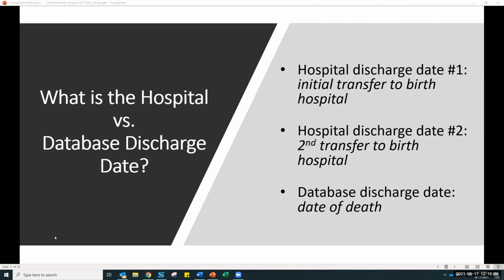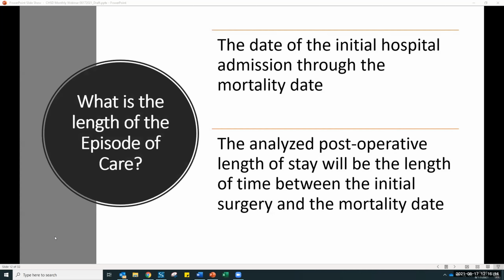Next slide. So what is the hospital versus the database discharge date? The first hospital discharge date is the initial transfer to the birth hospital. The second hospital discharge date is the second transfer back to the birthing hospital. And the database discharge date ends up being the date of death of the patient. Next, what is the length of the episode of care? The episode of care in this scenario is the date of initial hospital admission through the patient's mortality date. So upon analysis, the analyzed postoperative length of stay will be the length of time between the initial surgery and the subsequent mortality date.